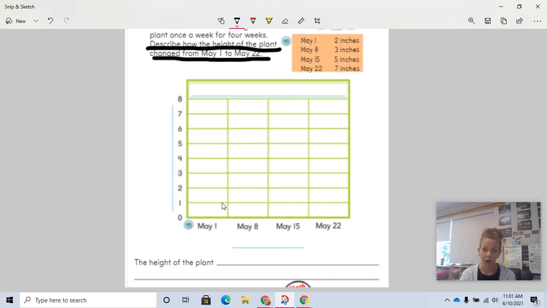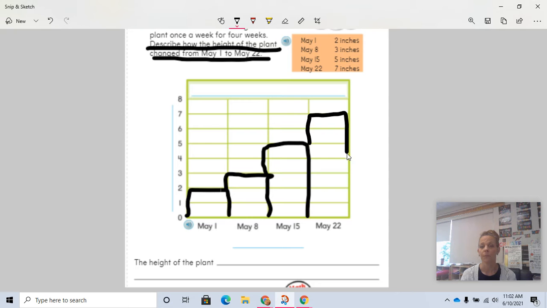We then colored in our bars. So we ended up coloring in to show 2, to show 3, to show 5. I apologize for this not being neat and clean. And then to show 7. So you should have all of that filled in on your sheet already. Now, we needed to describe how the height of the plant changed from May 1st to May 22nd.